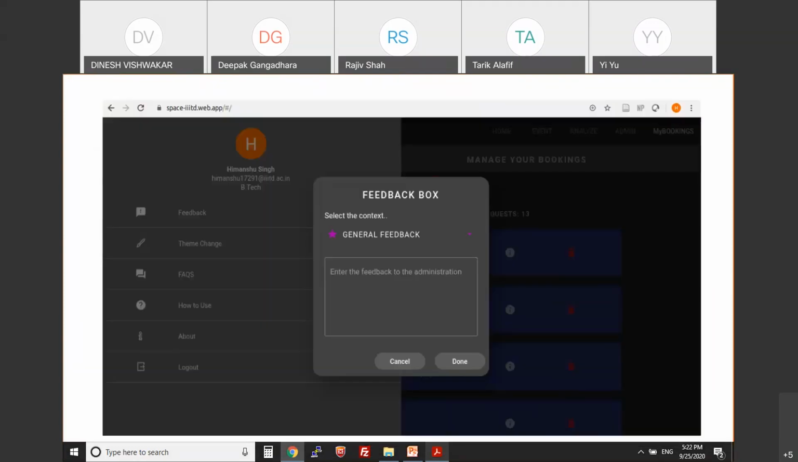And there are some other functionalities like feedback boxes. There are different contexts in which you can send feedback. So there is general feedback, urgent slot creation, etc. This feedback is sent to the admin. So this is to improve the platform for better communication between the user and the admin. There's a theme change feature. There are FAQs, how to use, about, and a logout option.